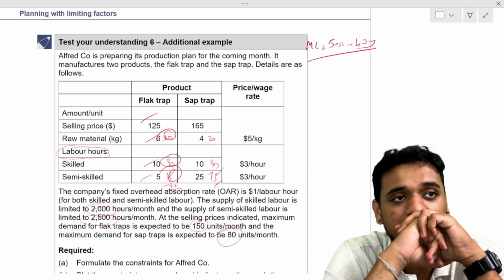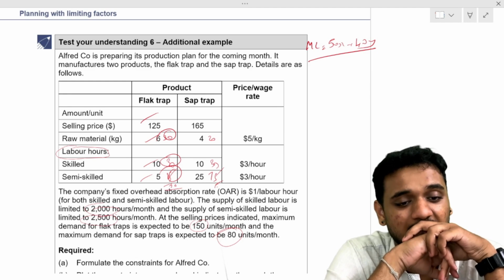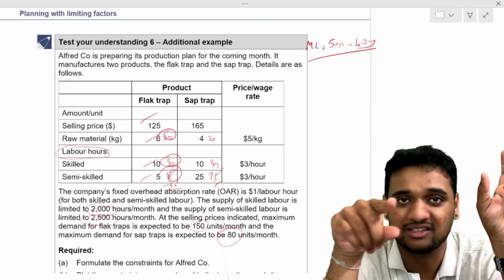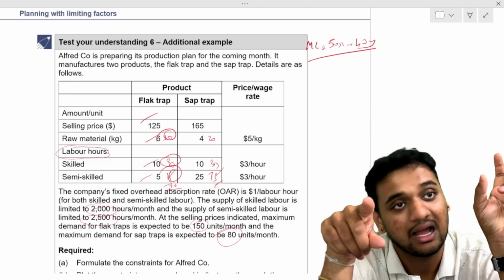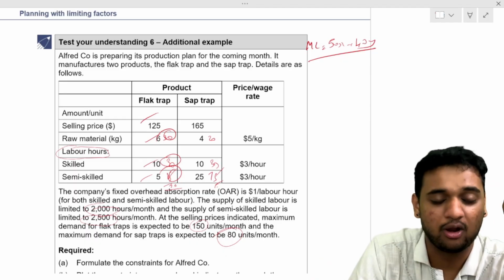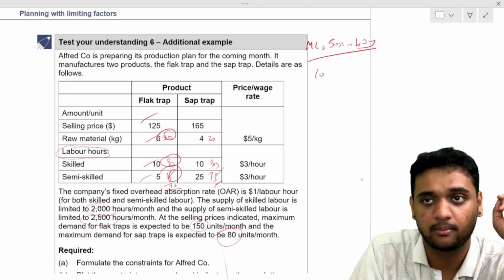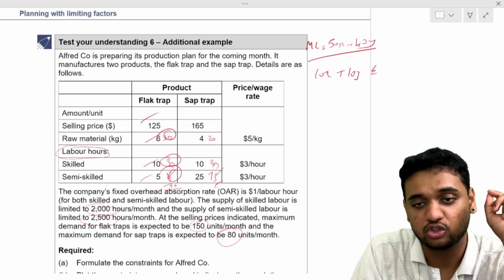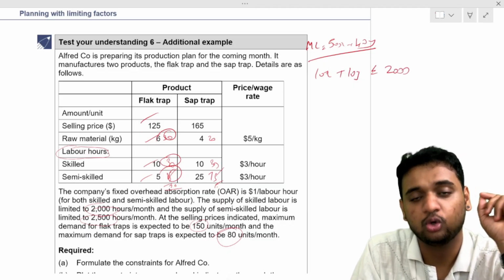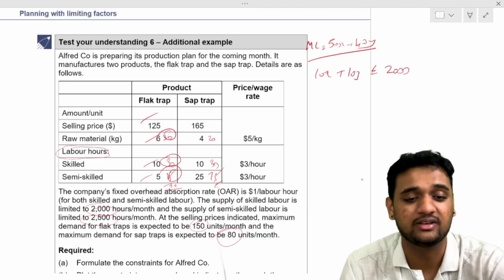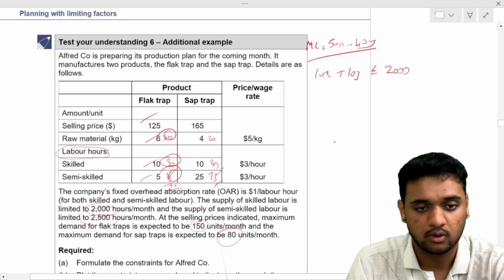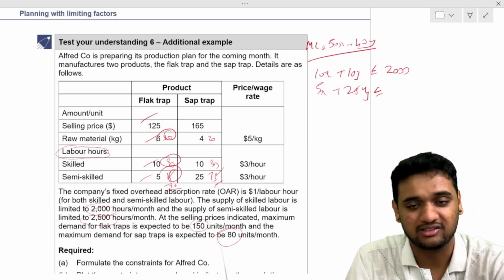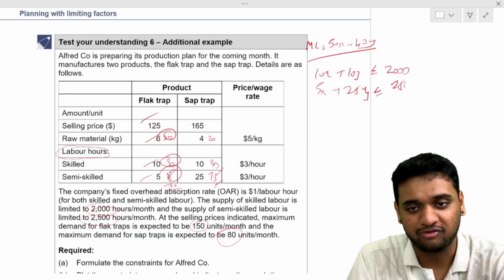Skilled labor, 10 hours. 10 hours into x number of units plus 10 hours into y number of units should be less than or equal to 2000. 10x plus 10y should be less than or equal to 2000. What is the second equation? 5x plus 25y should be less than or equal to 2500.